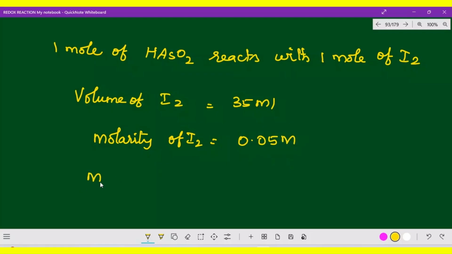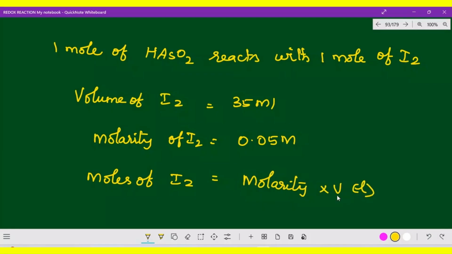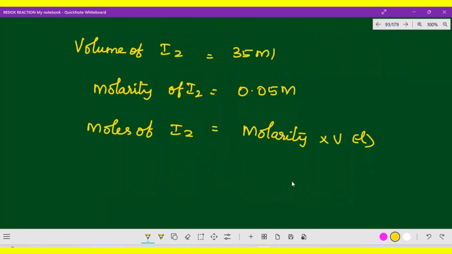Now moles of I2, you know moles of I2, how do we identify? Molarity into volume in liter. So you will get how much? Come on, let us apply the value. Molarity 0.05 M into volume 35 ml. No, we just converted into liter. It is 0.035 mole.